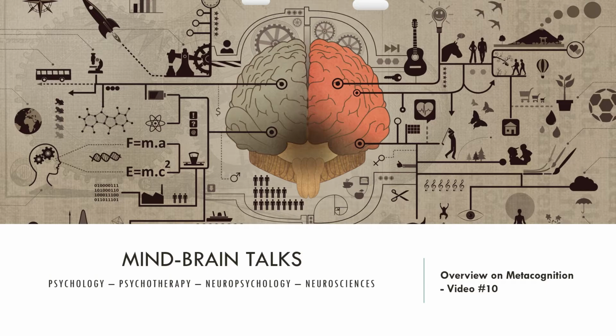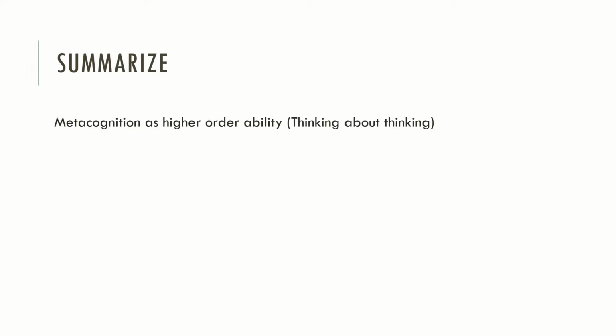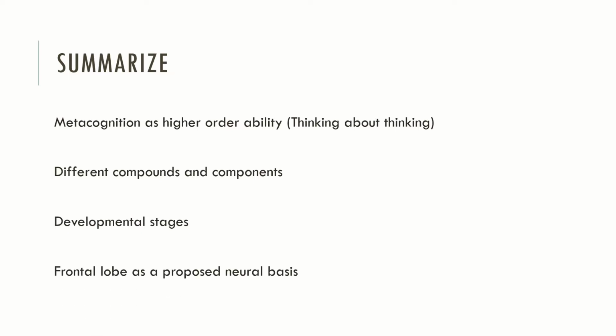Metacognition may be viewed as a higher order ability, typically known as thinking about thinking or cognition about cognition. Metacognition has different components and tends to be developed through different cognitive stages. We also saw that the frontal lobe tends to be proposed as a neuronal basis for metacognitive abilities, and it may overlap with executive functions.